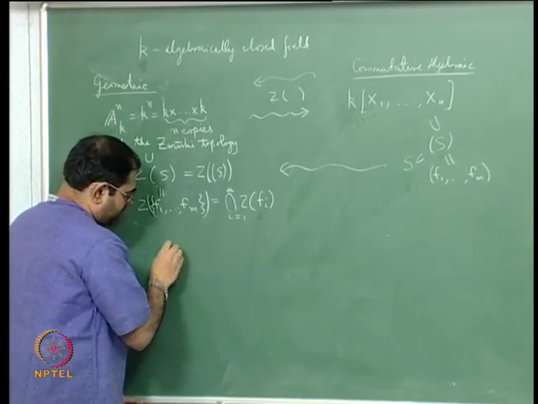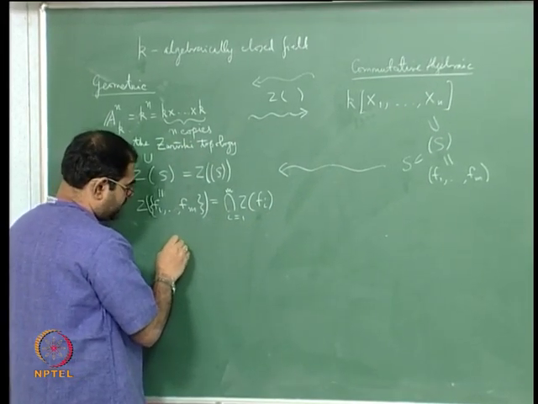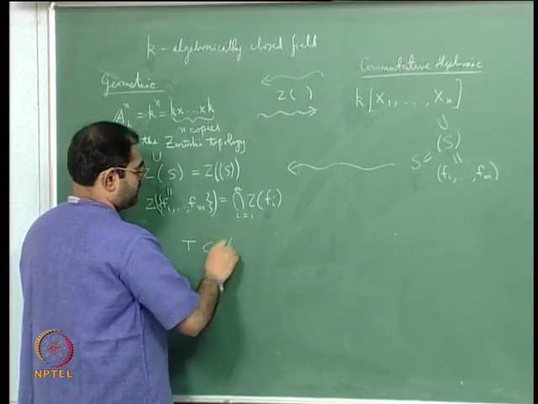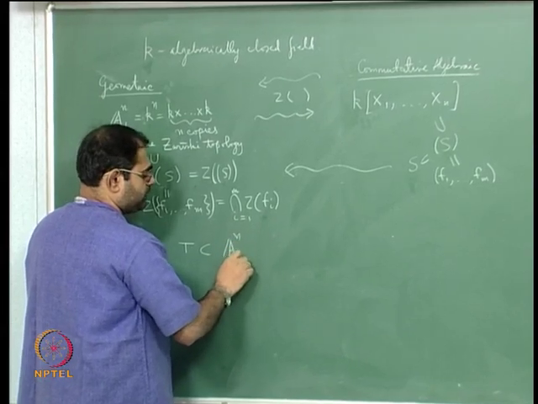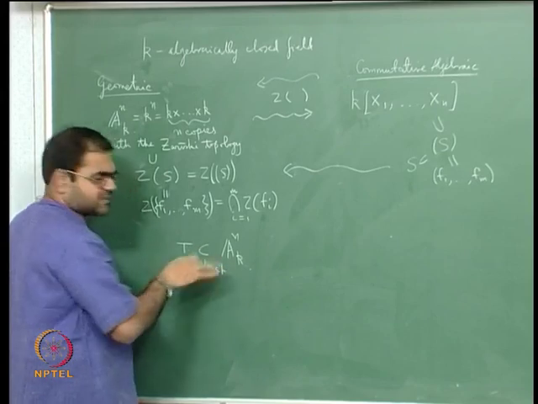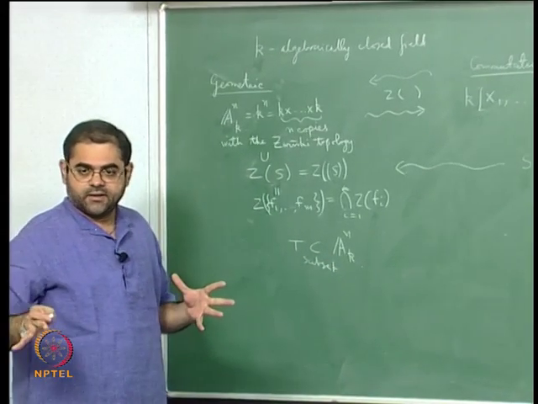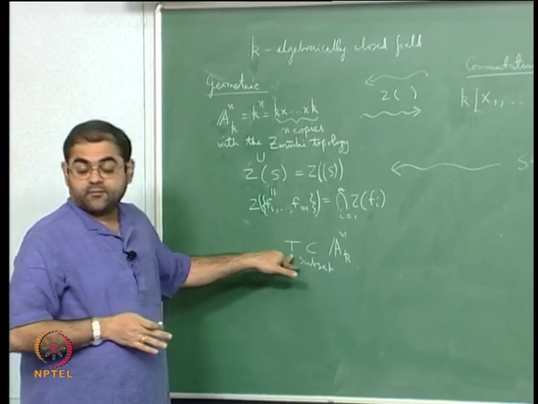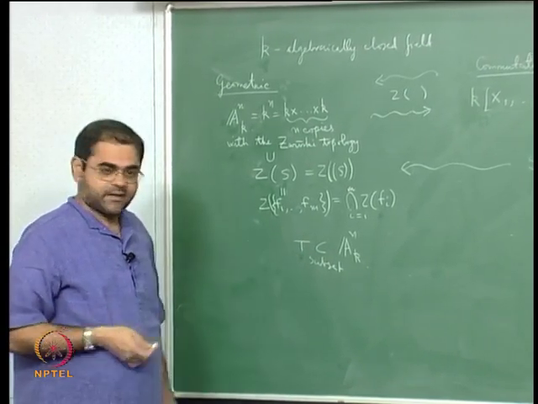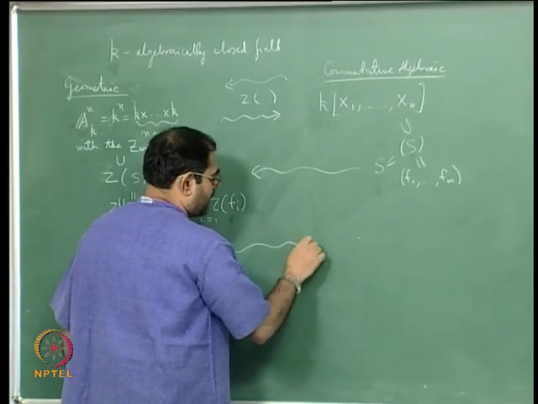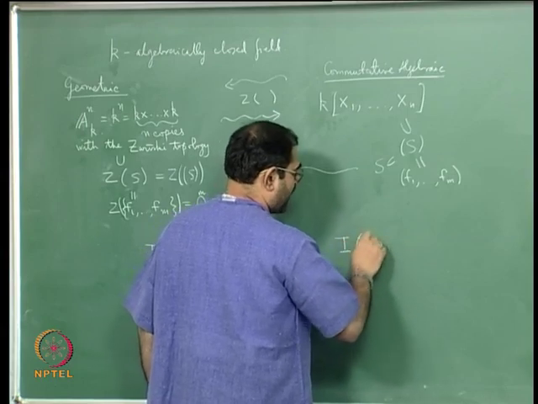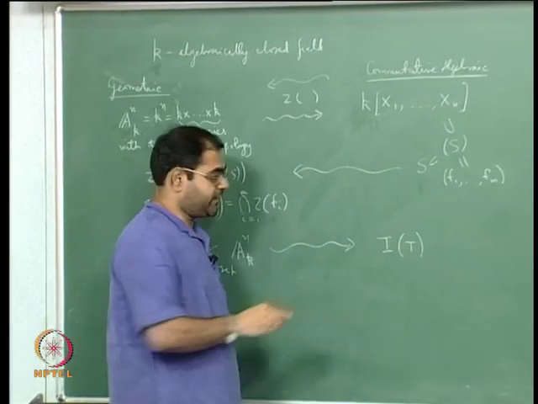So let T be a subset of A^n, and mind you, this is just a subset, it is just some collection of points. I am not requiring that it is closed or open or something like that, I am just taking any subset, and what I do is from here I associate to T, I of T, which is called the ideal of T.